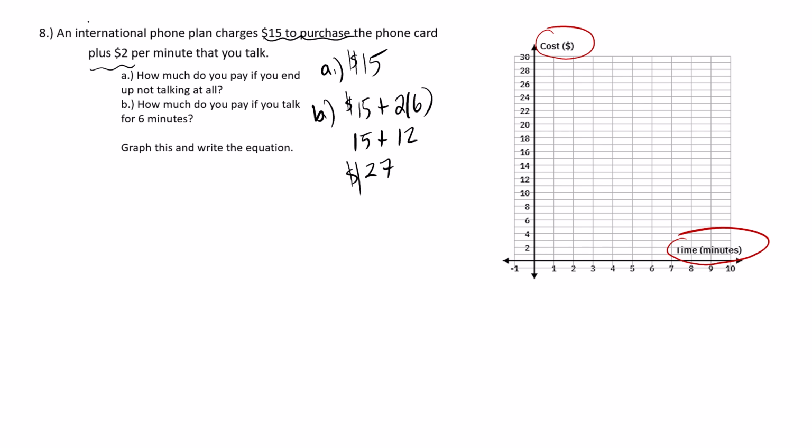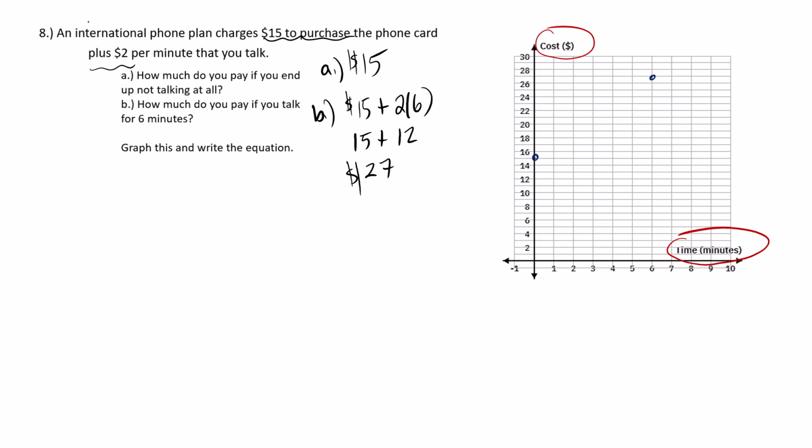So how much you are paying depends on how much time you talk. You talk more, you're going to pay more. You talk less, you're going to pay less. If you talk 0 minutes, you will pay $15, and you'd represent that by the point right there. So if you end up not talking at all, you're out the $15. If you talk for 6 minutes, you are going to pay $27. So that's going to put us up here.